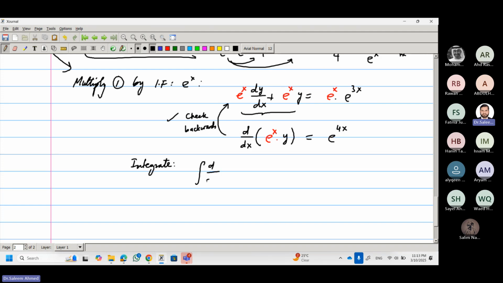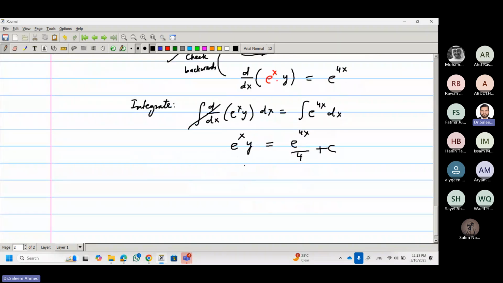If you integrate, d by dx will cancel, equal to the integral of e^{4x} dx. So see, this is gone. You get e^x y is equal to e^{4x} divided by 4 plus c. And now if you divide by e^x on the other side, we get exactly the same solution which I wrote above.